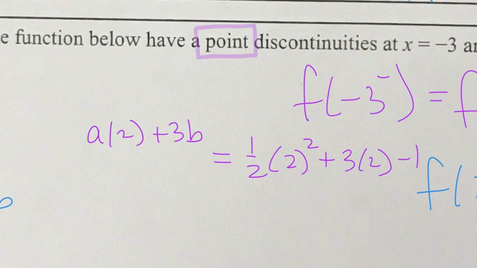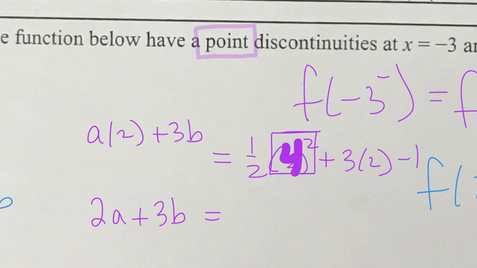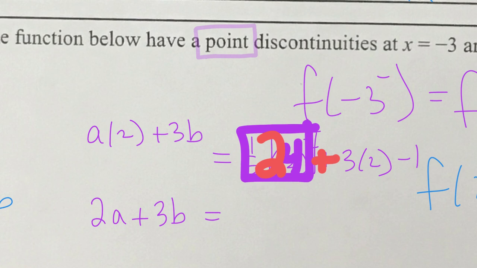And that needs to equal what happens when you plug 2 into the bottom equation. So let's math this out. 2a plus 3b equals, we do 2 squared. What is 2 squared? 4. So what's half of 4? Half of 4 is 2. 2 plus 3 times 2 is 6. 2 plus 6 is 8. 8 minus 1 is 7.